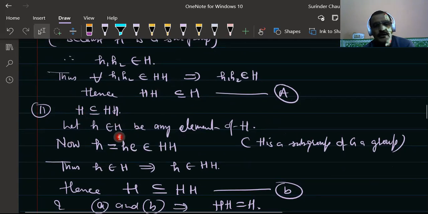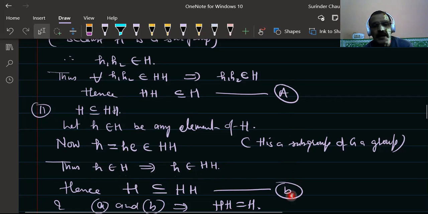Let h be an element of H, and H is a subgroup, therefore e also belongs to H. So h is equal to h into e. So h belongs to H, e belongs to H, and by the definition of product of two subsets, h equal to h into e belongs to H into H. This implies h belongs to H into H. Thus H is a subset of H into H. So this implies H is equal to H into H.